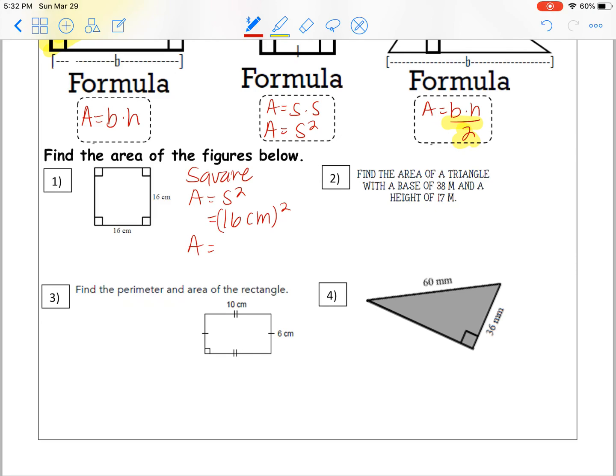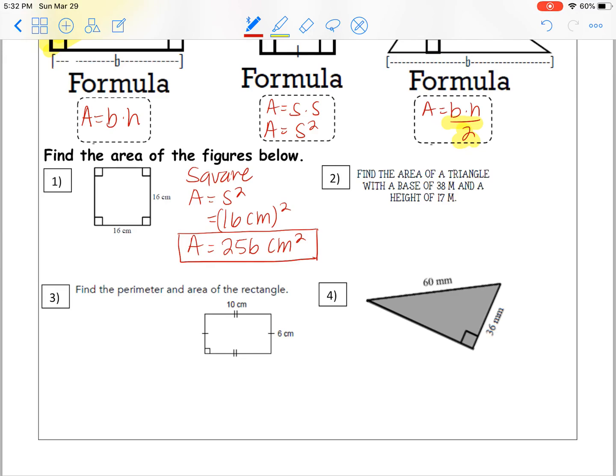And our answer will be 256 centimeters squared. Make sure you box out your answers so that it's easier for me to identify it once I check your work.